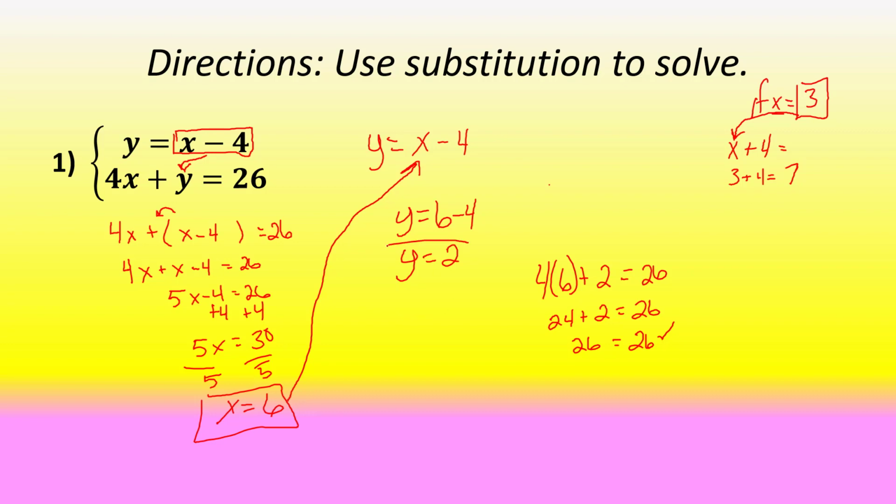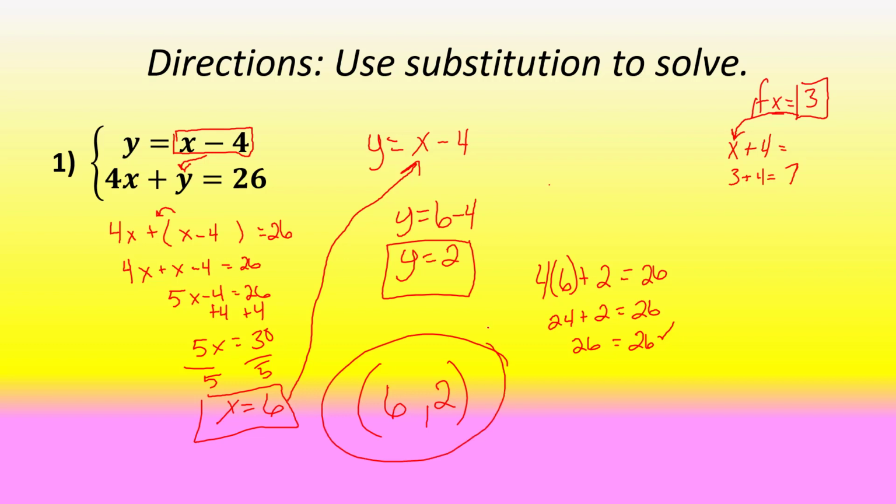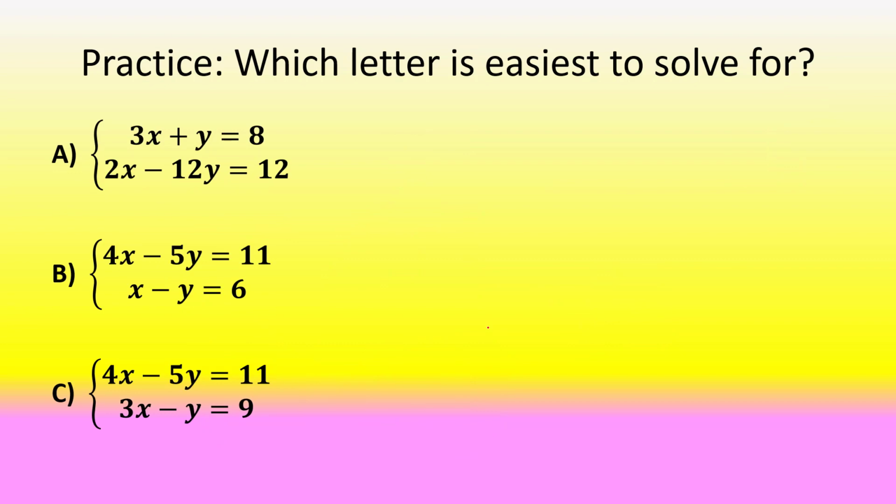Our solution for this particular set of equations is 6, 2. That's the ordered pair that satisfies this system of equations. All right.